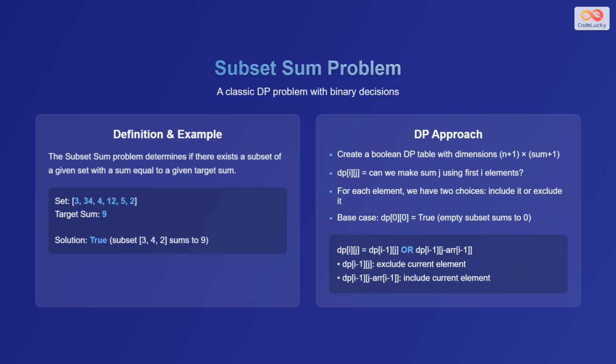Then we can apply the recurrence relation. Dynamic programming of i and j is equal to dynamic programming of i minus 1 and j, or dynamic programming of i minus 1 and j, minus the array at i minus 1. Dynamic programming of i minus 1 and j means that we exclude the current element. Dynamic programming of i minus 1 and j, minus the array at i minus 1, means that we include the current element.